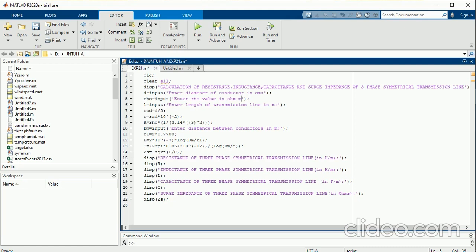Okay, later, whatever the statements are there, I'm just mentioning them. We are just displaying that statement. This is the resistance value, this is the inductance value. We are just displaying the statement.